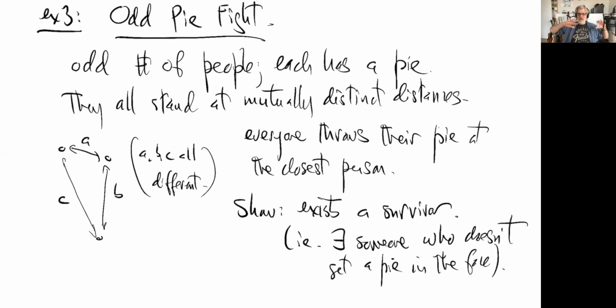Okay, so we have an odd number of people standing at mutually distinct distances. Somebody blows a whistle, everybody throws their pie at the closest person. And you see there's only one such person, right? Because the distances are all different. There can't be 2 people which are the same distance from me. There is a closest one, and I throw my pie at this person. So in any possible instance of this game, there will be someone who will not get a pie in the face. That's the job we have, to show that this is the case.